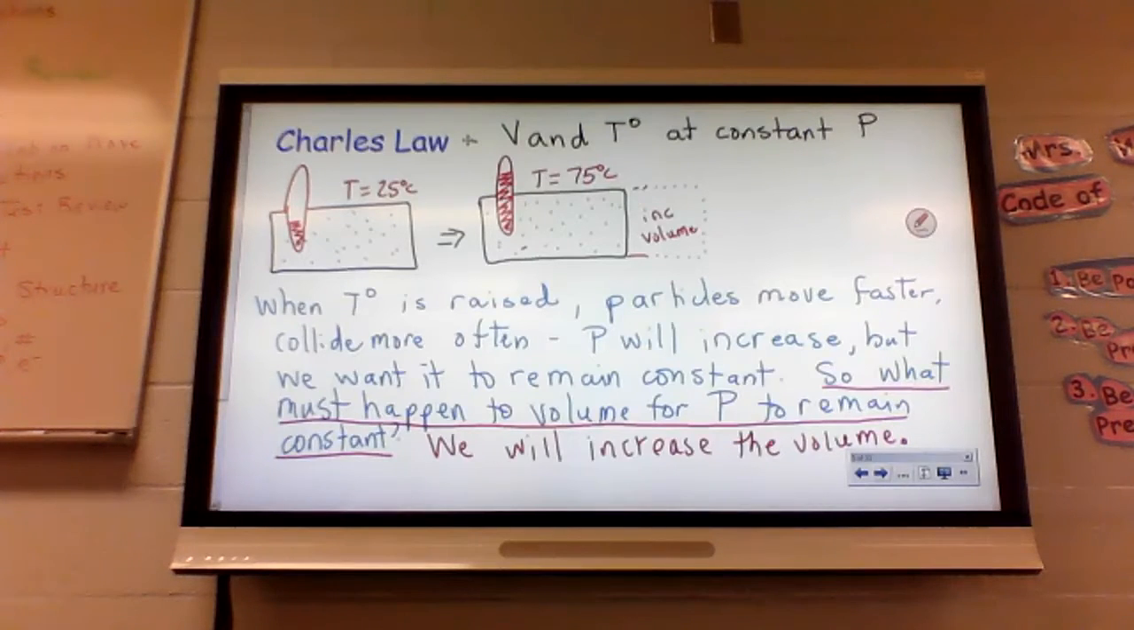Now, I will tell you for the exam, you do not have to know the name of the law. You have to be able to tell me what Charles, Boyle and Lussac said. You do not have to know the name of it for the exam. Now, you will have to know who's directly, who's inversely, that kind of thing.